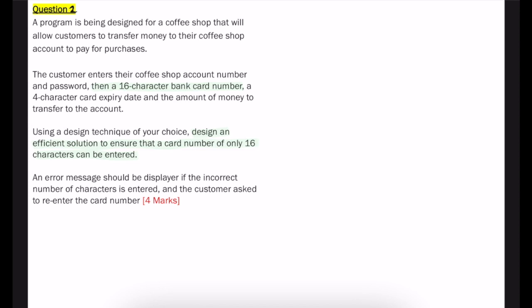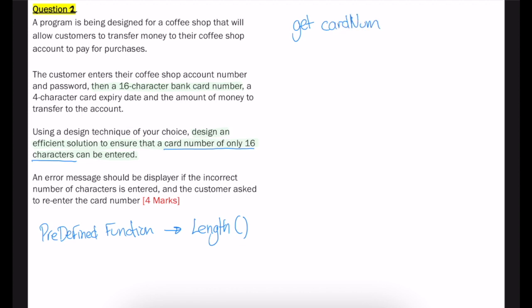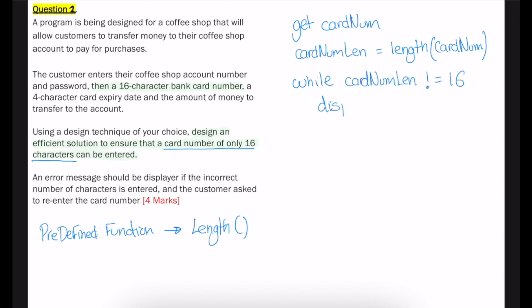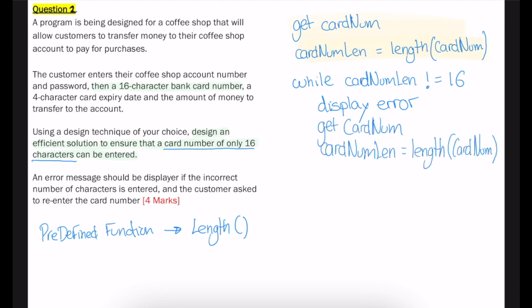As well as requiring the use of input validation, this program also requires us to use one of our predefined functions, because we want the card number to be 16 characters in length. So our predefined function that we are going to use is our length function that will give us the length of the variable that contains the card number. So the first thing we're going to do is get the card number from the user. We're then going to set the card number length to the length of the input from the user. Now, whilst the card number length is not equal to 16, we're going to display an error. And once the error message has been displayed, we're going to repeat the first 2 steps of our solution. Get the card number, work out the card number length, and then we have the final input validation for this program.